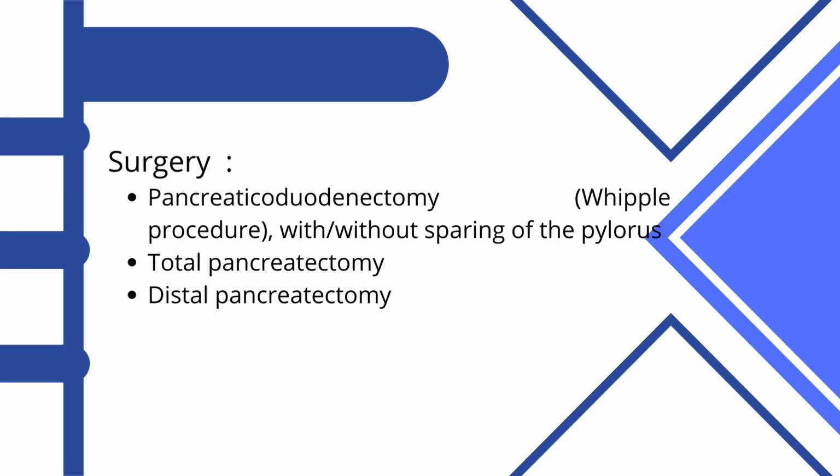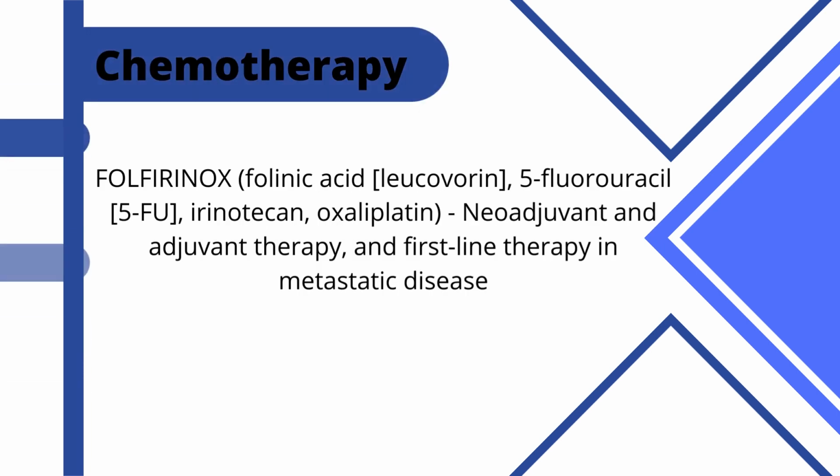So, under surgical options, potentially curative resection options include pancreaticoduodenectomy, which is also known as the Whipple procedure. This may be done with or without sparing of the pylorus. Then there's total pancreatectomy, there's distal pancreatectomy. Then under chemotherapy, we have FOLFIRINOX, which is folinic acid, leucovorin, 5-fluorouracil, 5-FU, irinotecan, oxaliplatin. So this is the neoadjuvant and adjuvant therapy, and it's the first line therapy in metastatic disease.